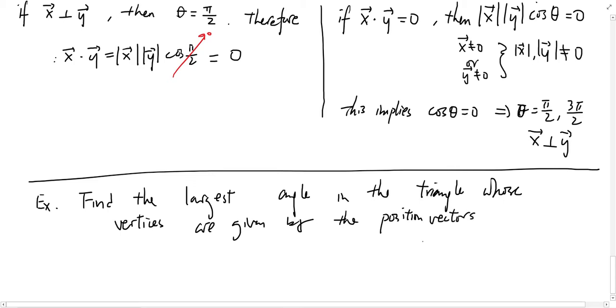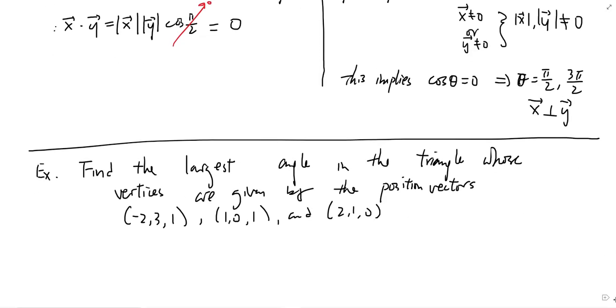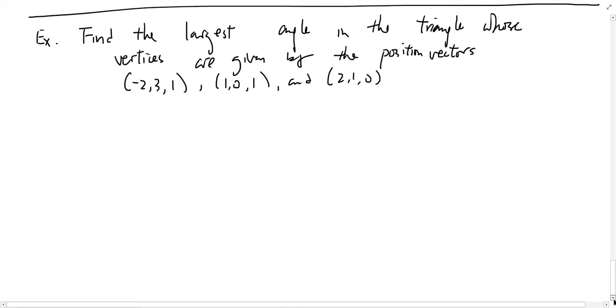Note that I didn't say coordinates, because then I would have to tell you what the basis is, or you would have to assume that I'm using a standard basis, which yes, will most likely be the case if I don't specify a basis. But I'd rather just use position vectors, so I don't have to worry about that whole thing: (-2, 3, 1), (1, 0, 1), and (2, 1, 0). So how do we go ahead and find the largest angle within this triangle?